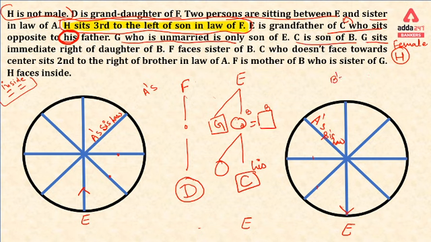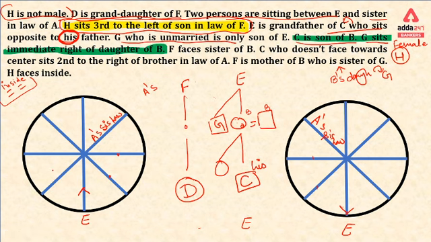So we can write it, B's daughter is somewhere, and G sits immediate right of B. We are assuming that B is having a daughter and facing inside. Coming on the next line, we can highlight this line by some other color, that we are not confirmed that G is an immediate right of his daughter.